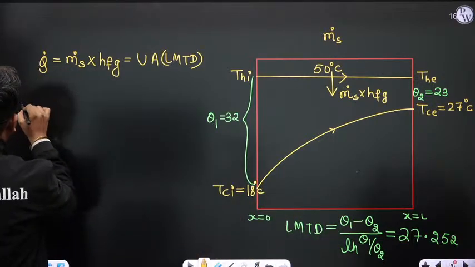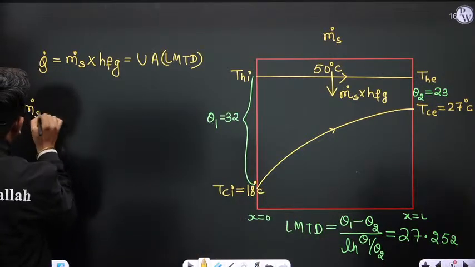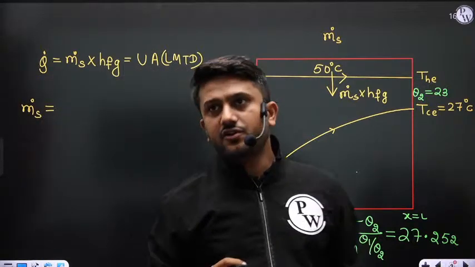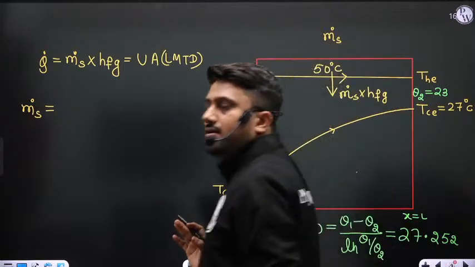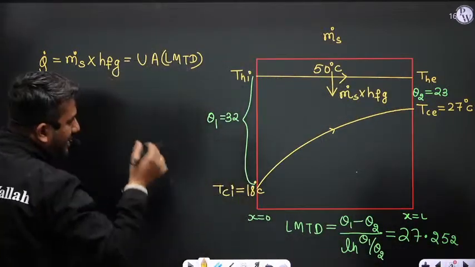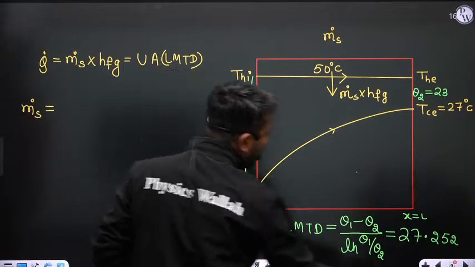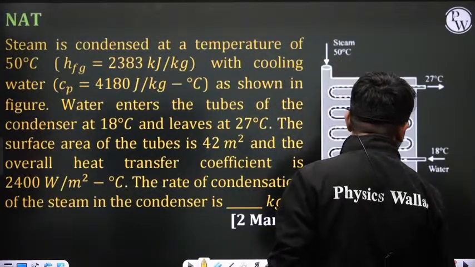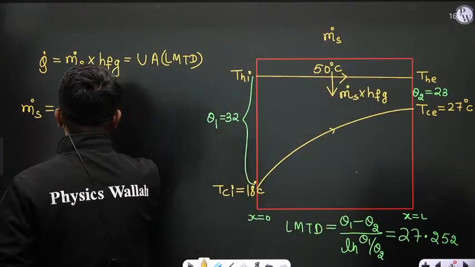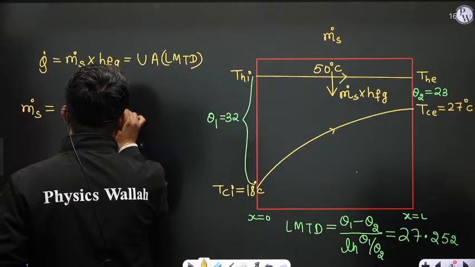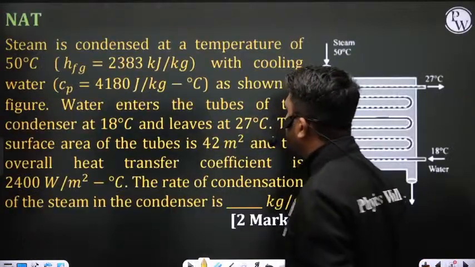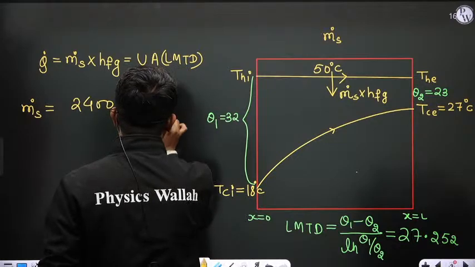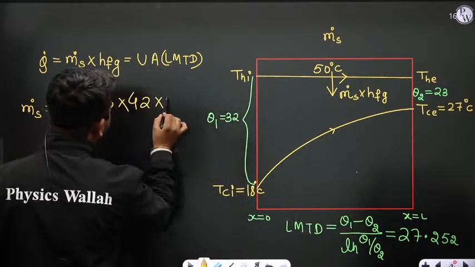Now, m dot s is asked, that is, the rate of condensation of steam. So your LMTD is 27.252. U, the overall heat transfer coefficient, is given in the problem as 2400, multiplied by the area, also given in the problem, that is 42 meter square, into the LMTD, that is 27.252.